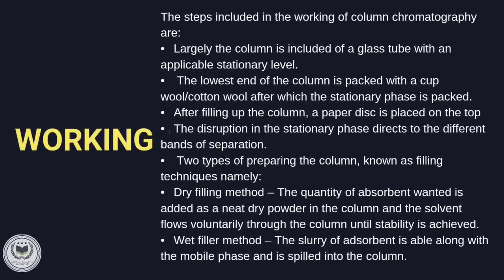Working. The steps included in the working of column chromatography are: first, the column largely consists of a glass tube with an applicable stationary phase. The lowest end of the column is packed with glass wool or cotton wool, after which the stationary phase is packed. After filling up the column, a paper disc is placed on the top. This is done to avoid the disruption of the stationary phase during the introduction of the sample or mobile phase. And then the adsorbent layer, which is the stationary phase, directs two different bands of separation.